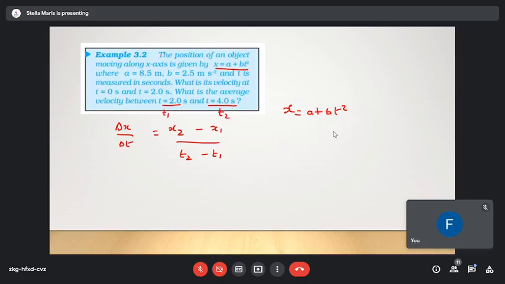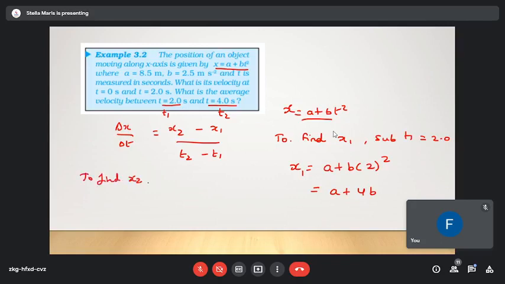So to find the initial position x1, substitute t1 in this equation. So x is equal to a plus b into, what is t here? t1 is equal to 2 seconds, right? So that is 2 squared. This is x1. So x1, the initial position, is nothing but a plus 4b.